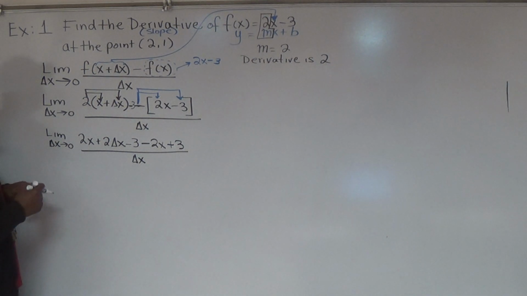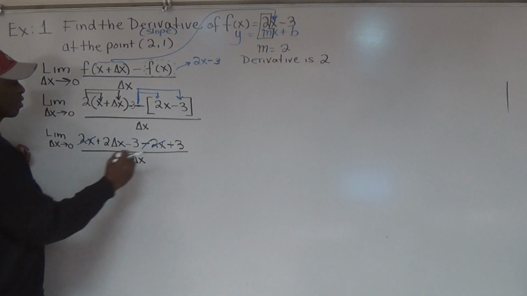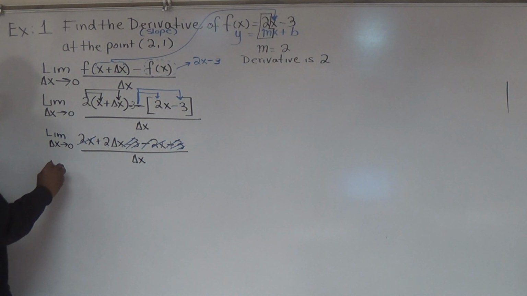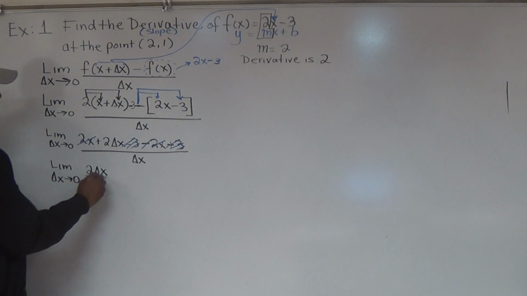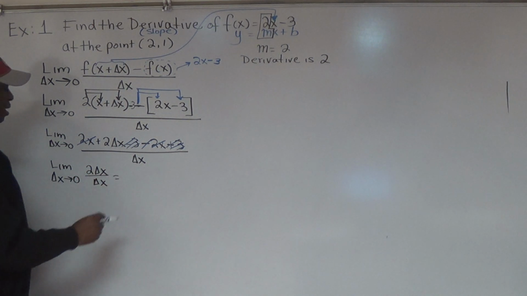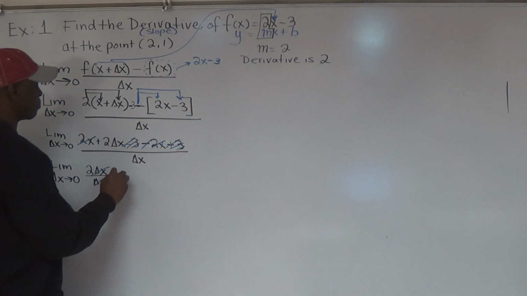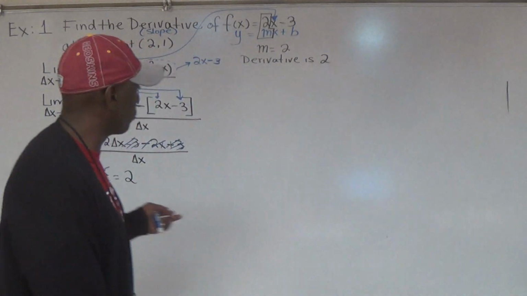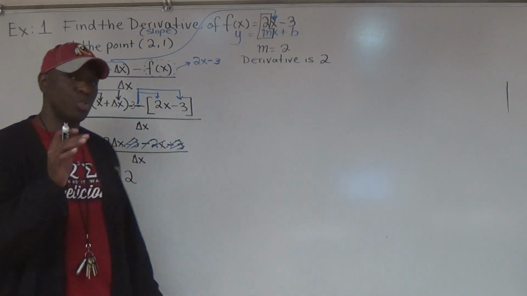And so now let's see what cancels out. The plus 2x and the minus 2x cancel. The plus 3 cancels the minus 3. And I'm going to be left with the limit as delta x approaches 0 of 2 delta x divided by delta x. And as you can see, the delta x's cancel out, and the answer is 2. Which we said a long time ago: the derivative is 2. And that's the derivative in this case. See? 2, 2. All right? Very good. Now let's do example 2.